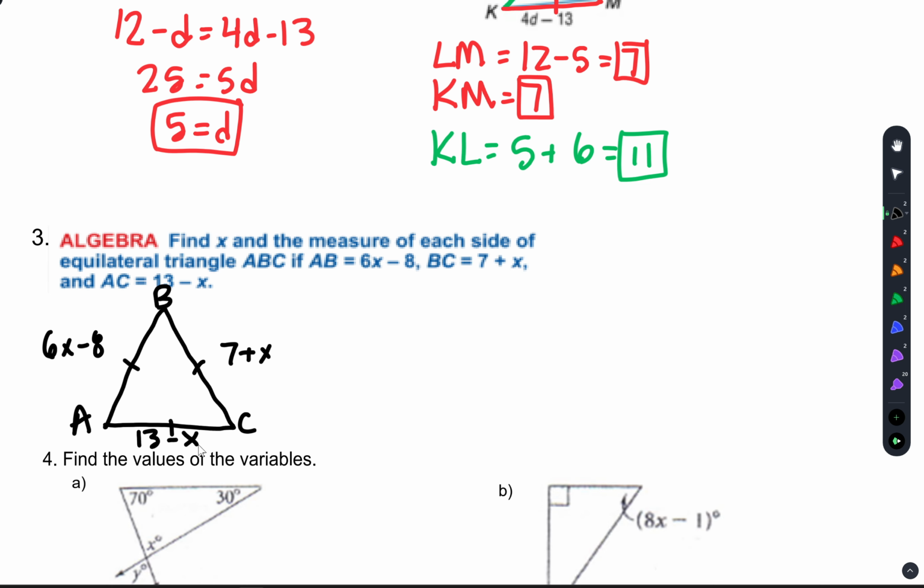What equation can we set up? There's actually a couple different options, so pick your favorite, but what's our equation? What equation can I set up to solve?